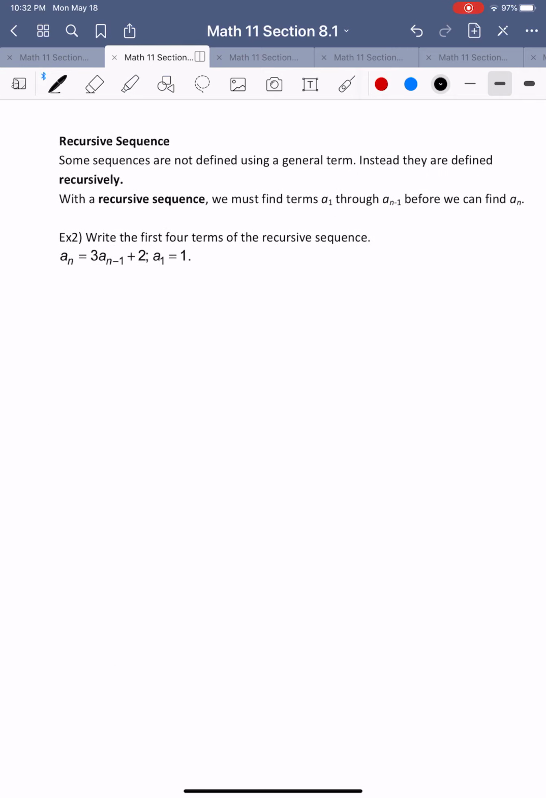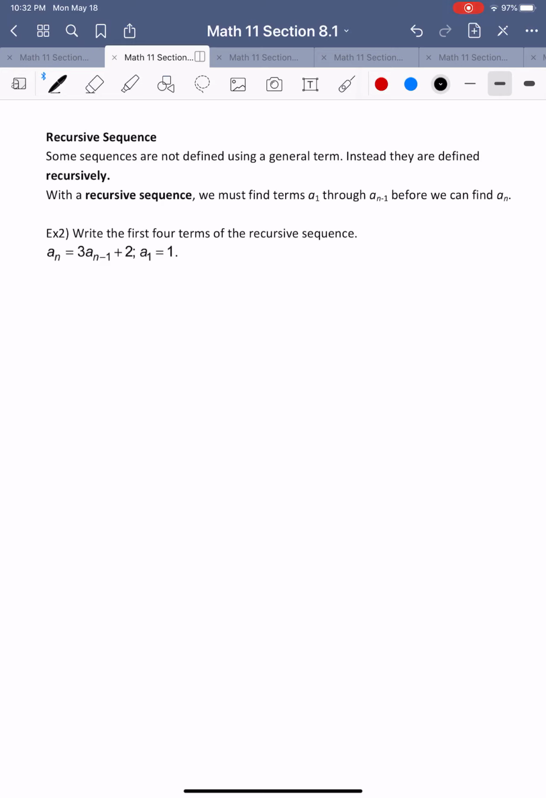Alright, recursive sequences. Some sequences are not defined using a general term, which is what I've been writing as a sub n. Sometimes you describe them recursively instead. With a recursive sequence, we must find a1 through a sub n minus 1 before we can find a sub n.